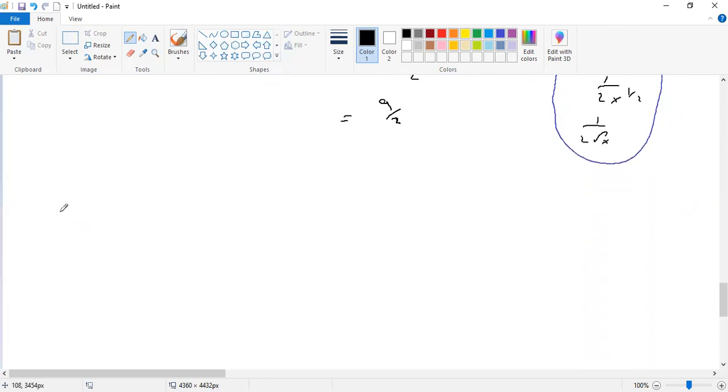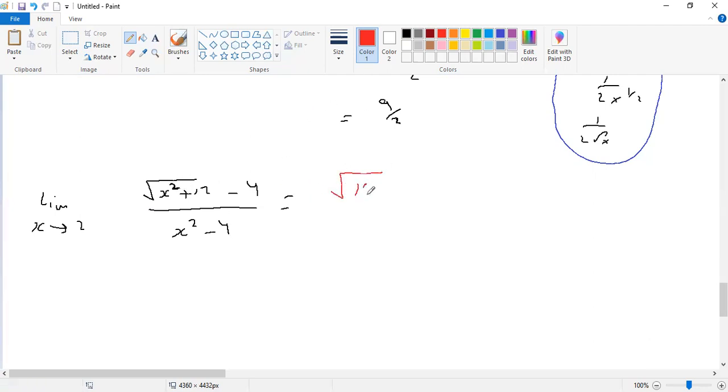Another example. Let us find the limit as x approaches 2. I have here radical of x squared plus 12. So it will be 4 plus 12, which is 16, and the radical is 4. If I have minus 4, it will be 0. And the denominator, x squared minus 4, with 2 squared is 4 minus 4, 0. So you have 0 over 0 also.